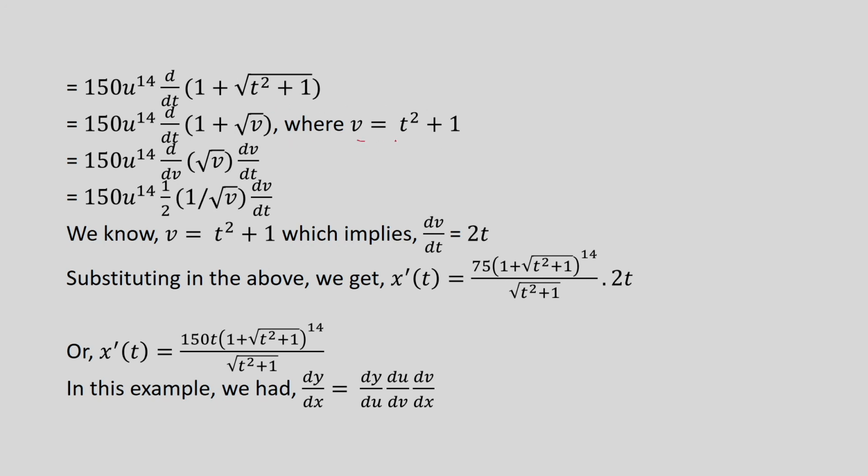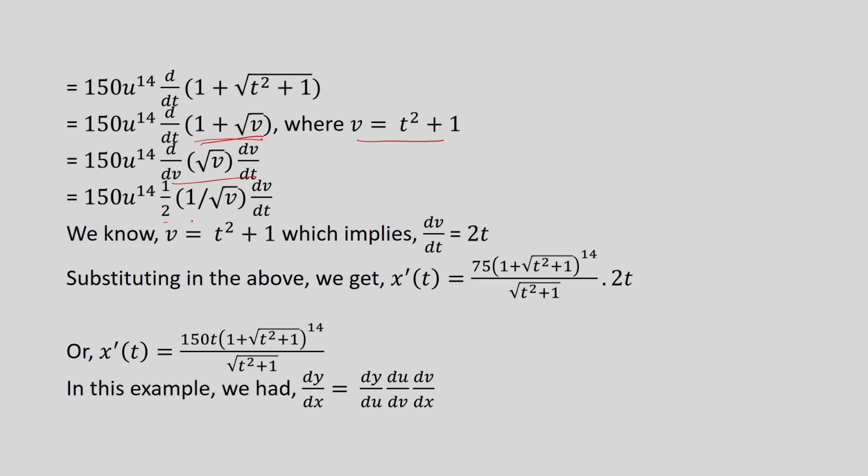And now we have to apply another chain rule to simplify this expression. We assume that v is equal to t square plus 1. So, within the root we now have v, instead of t square plus 1. And we once again apply the chain rule, right. So, d dt of this thing will be d dv of this thing multiplied by dv dt, and d dt of this expression will be d dv of root over v, because 1 will cancel, 1 is a constant, multiplied by dv dt.